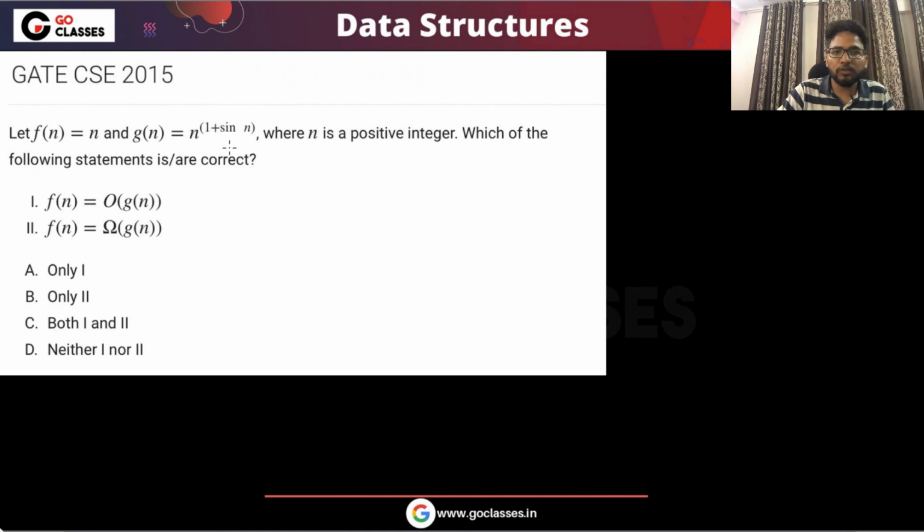Let's see this. So they are incomparable, right? As we know, 1 plus sin and n are incomparable. So they are saying which of the following statements is correct. So none of them is correct. D is the correct answer, right? Because they are not comparable.